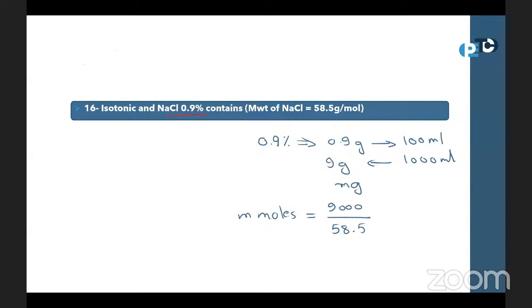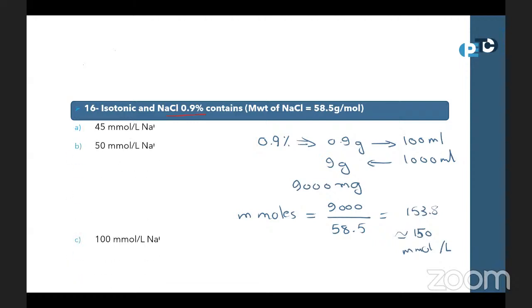This means that the number of millimoles of sodium chloride equals the weight in milligrams over the molecular weight, which is given. Okay, so it would be approximately 150 millimoles per liter of sodium. Memorize this number very well. If you have a question like this, directly choose 150 millimole per liter. And this question was repeated several times previously.